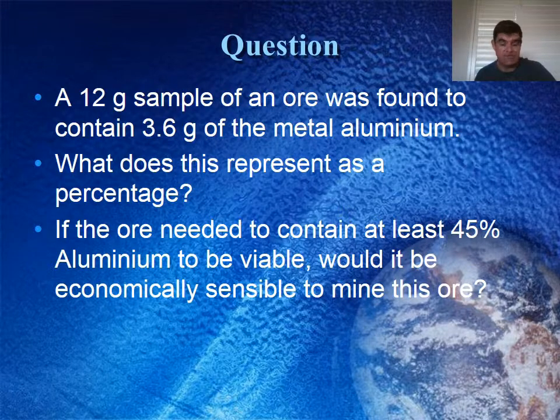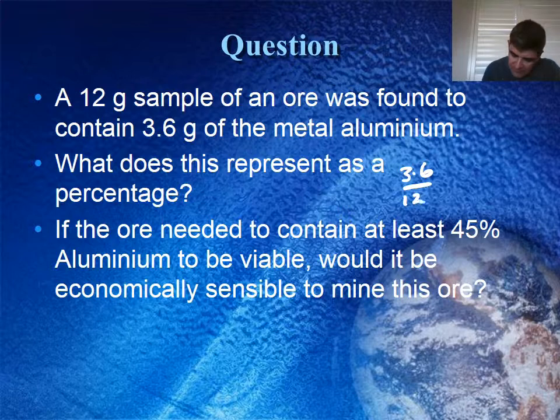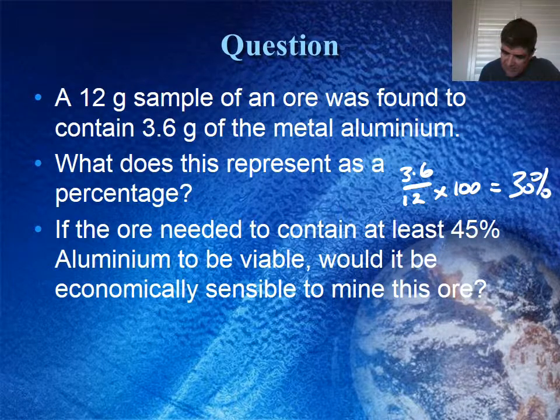So here's a question. A 12-gram sample of an ore was found to contain 3.6 grams of the metal aluminium. What does this represent as a percentage? And if the ore needed to contain at least 45% aluminium to be viable economically, would it be sensible to mine this ore? Well, in the first case, we have 3.6 divided by 12 multiplied by 100. And that gives us an answer of 30%.